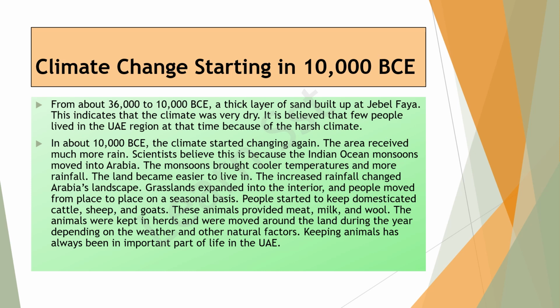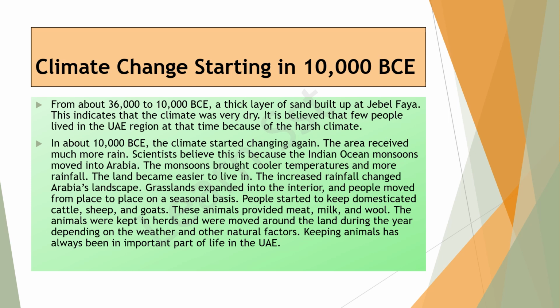From about 36,000 to 10,000 BCE, a thick layer of sand built up at Jebel Faya. This indicates that the climate was very dry. It is believed that few people lived in the UAE region at that time because of the harsh climate. Nobody would like to live in such a region which is so hot and dry, wherein you won't find any kind of vegetation and farming activities taking place. Then there is water scarcity. So obviously nobody would like to live in such a region.